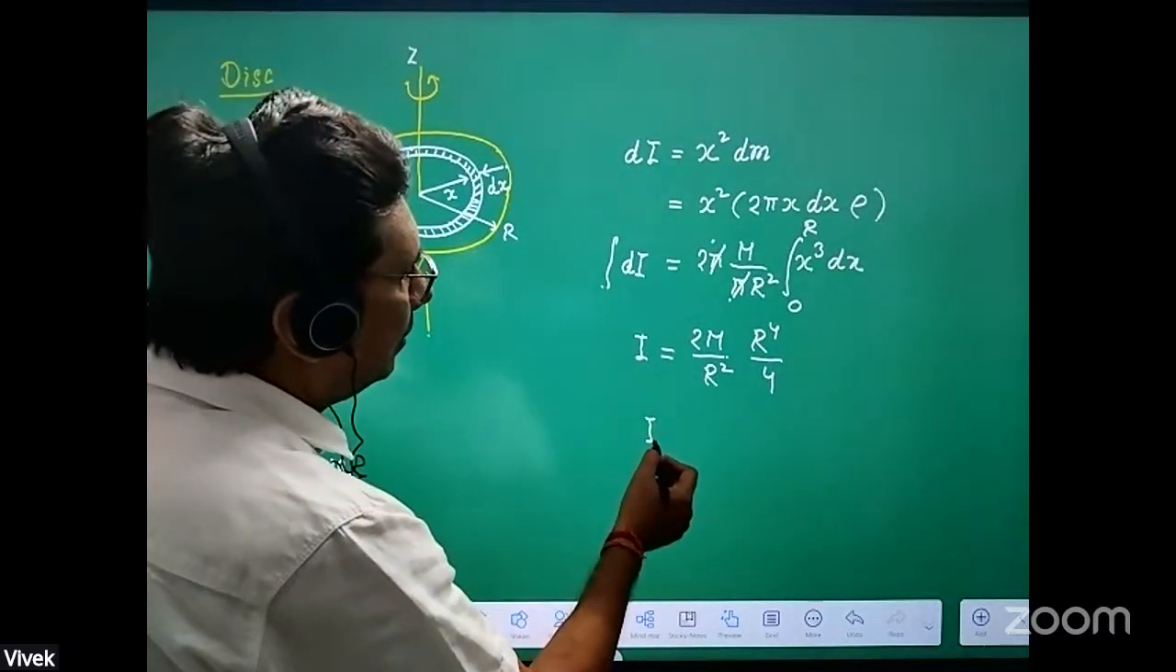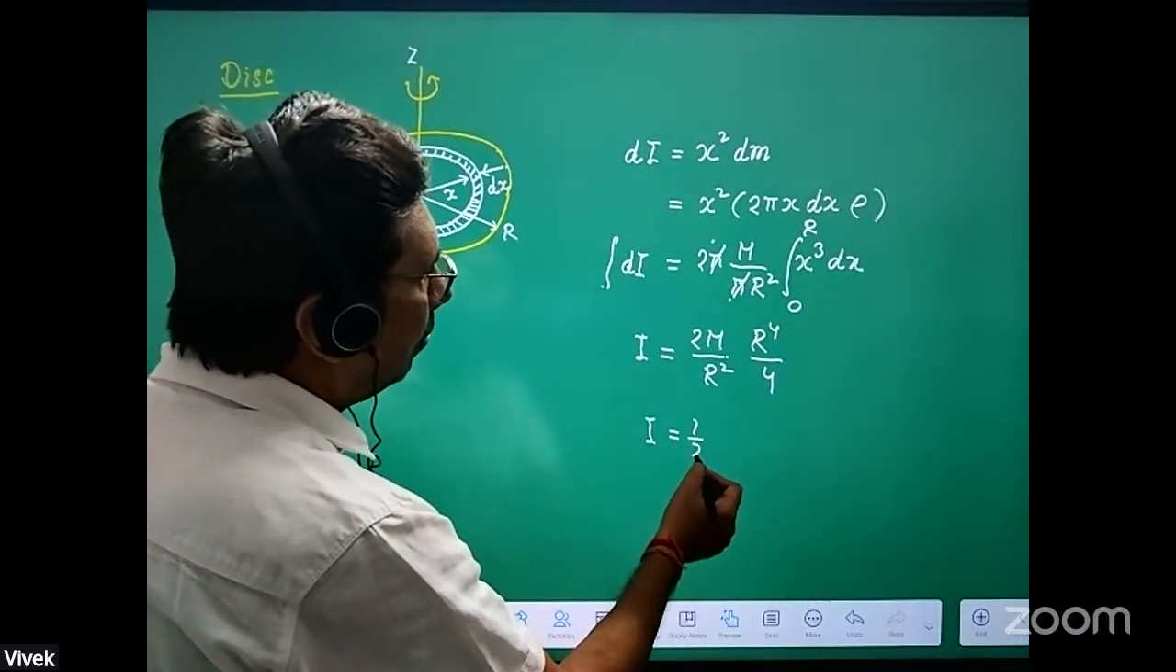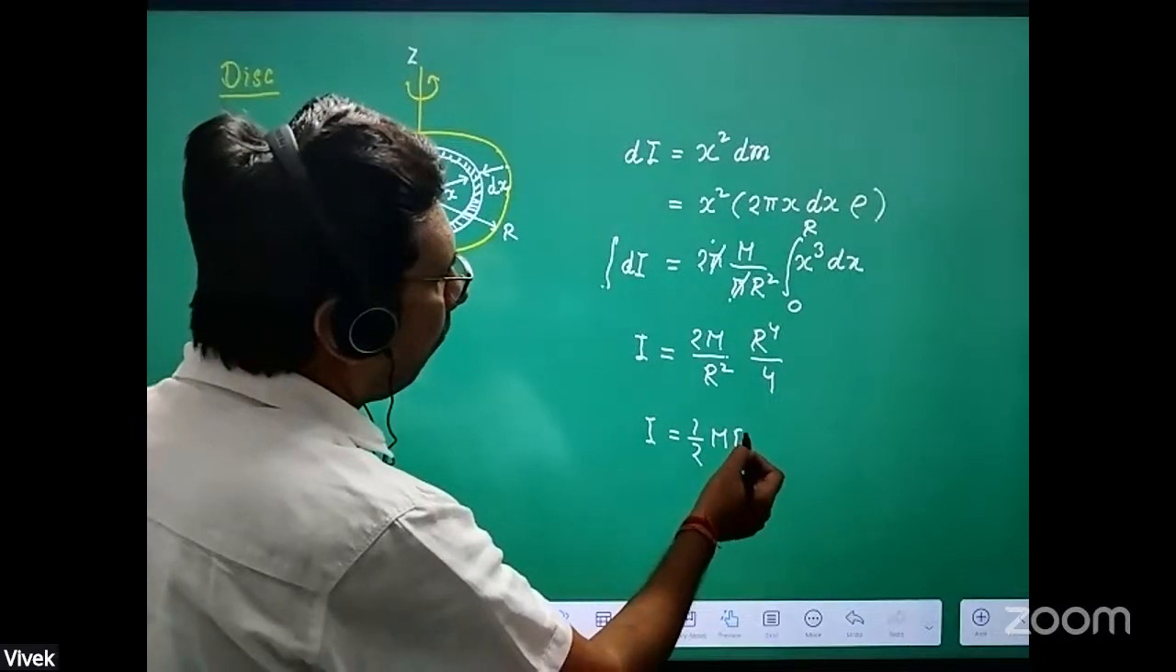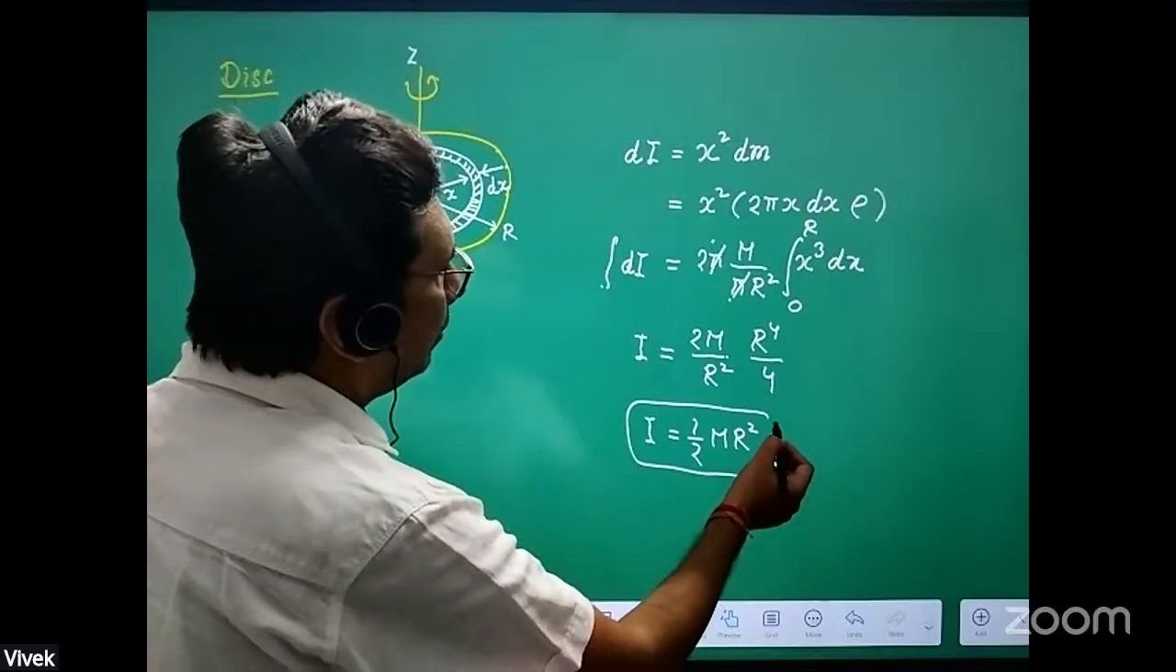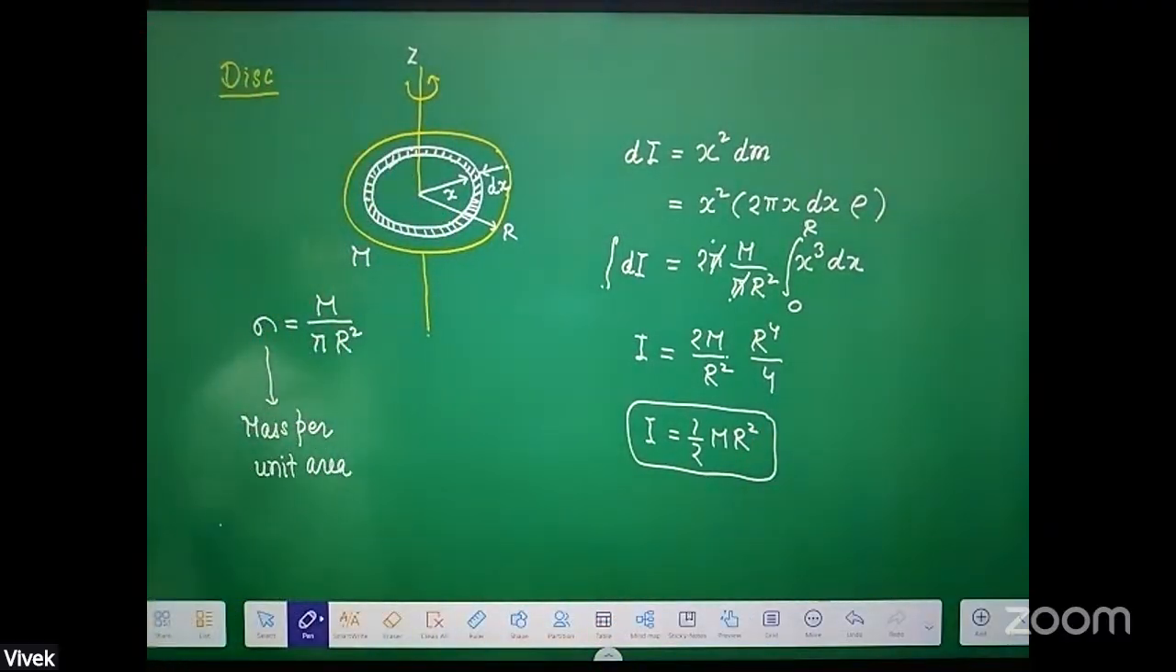So I will be 1 by 2 m r square. This will be the moment of inertia of the disk. Okay? Yes. This will be the moment of inertia of the disk. Is it clear what I am saying? Yes, beta, please.